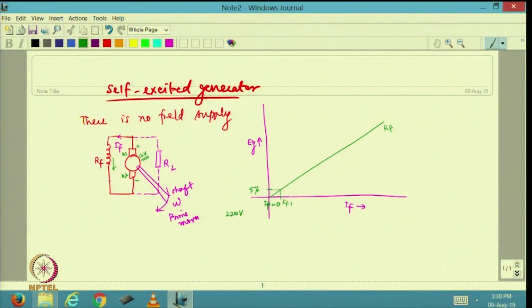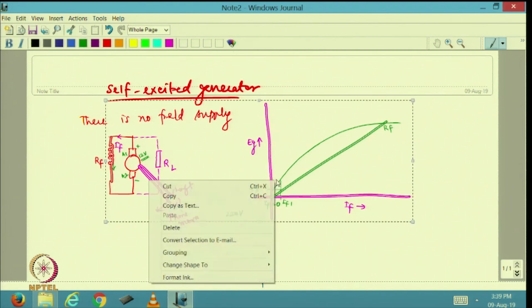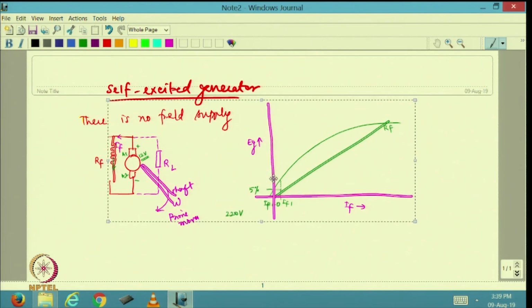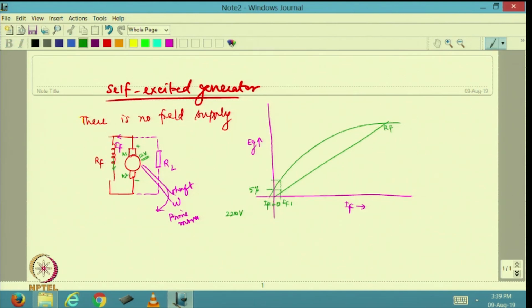Now, if I try to draw the OCC of this machine, maybe the OCC will be somewhat like this. This is going to be the OCC of this machine. So, corresponding to IF1, I am going to have a higher voltage generated. The voltage generated is going to correspond to this value. Maybe this is like 20%, or let me take some values directly. This is 12 volts. This may become as high as 24 volts. So, 24 or 25 volts have been generated.